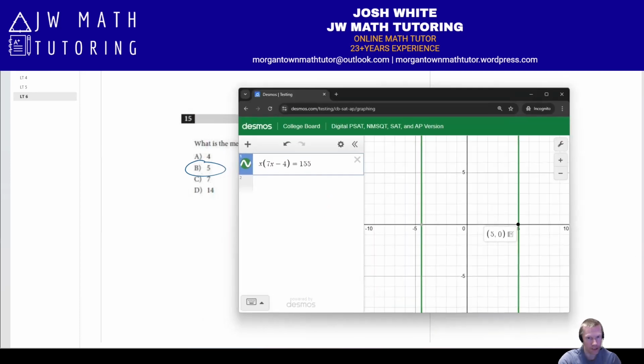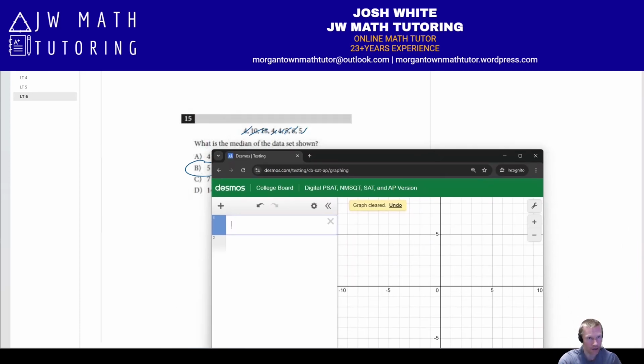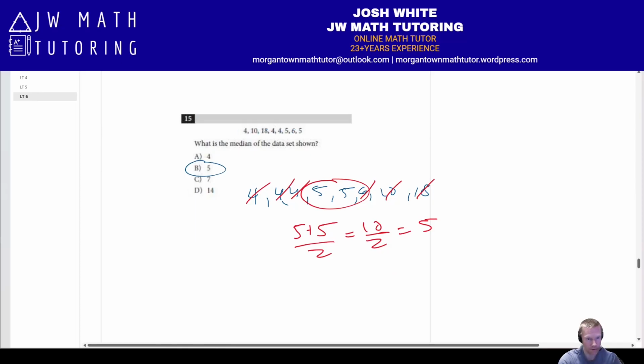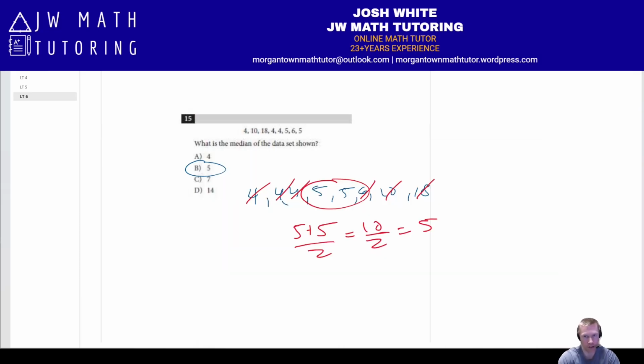Now, of course, we could go to Desmos, and I will show you how we could type the whole thing in. Let me just erase these numbers so I can view them clearly. So we're just going to do the median, and here we do not need to rearrange them. We can just type them in exactly as they are given. Right there, 4, 10, 18, 4, 4, 5, 6, 5. Correct answer is 5, and we can move on to the next problem.